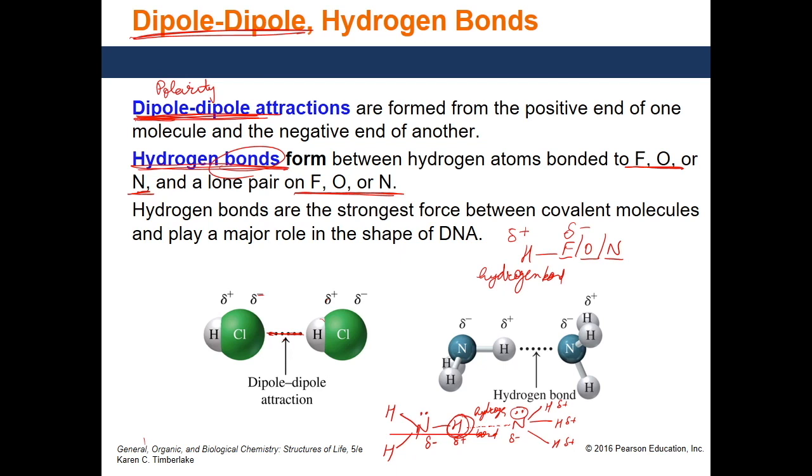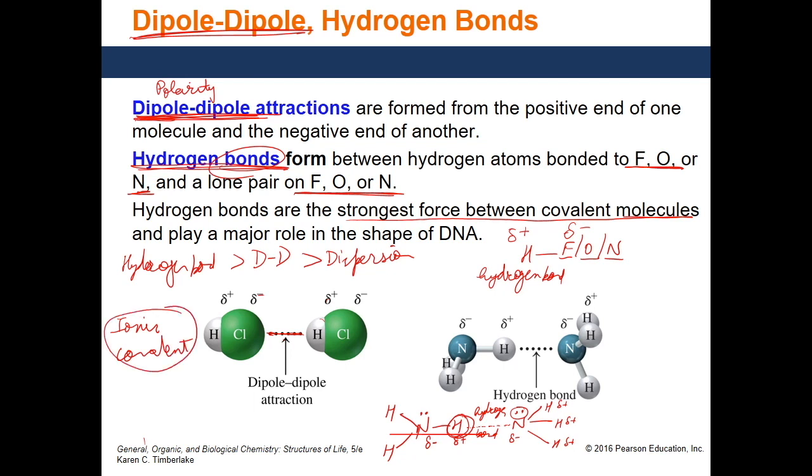Okay, hydrogen bonds are the strongest force between covalent molecules. So when we talk about the force of attraction, the strongest is hydrogen bond, then it is dipole-dipole force, and the weakest is dispersion force. And the strong forces are, of course, ionic bond and covalent bond. But these are not forces of attraction between molecules. These are present within a molecule, and these three forces are present between molecules. So that is the difference between all of these forces of attraction.